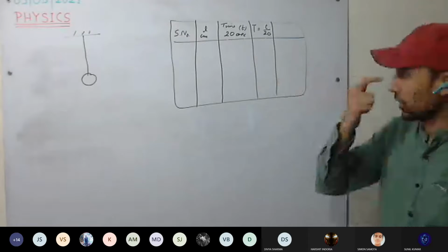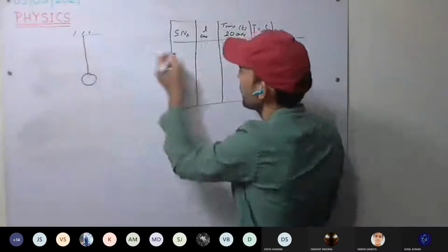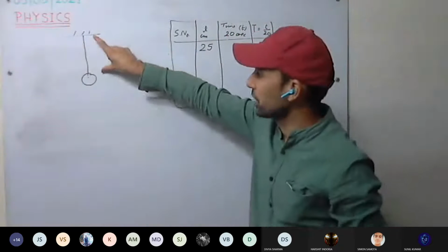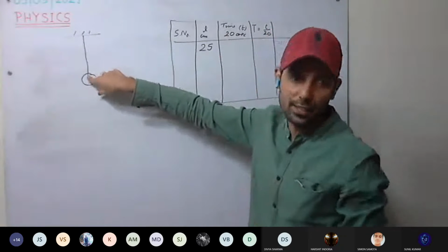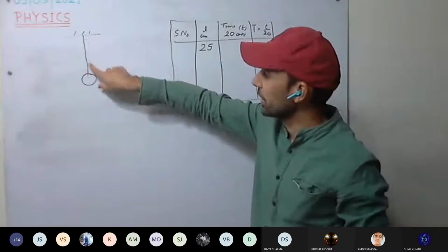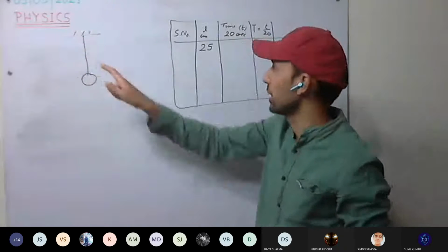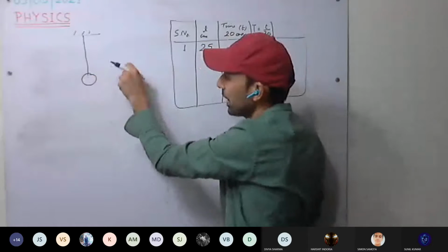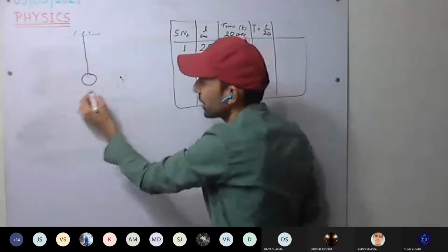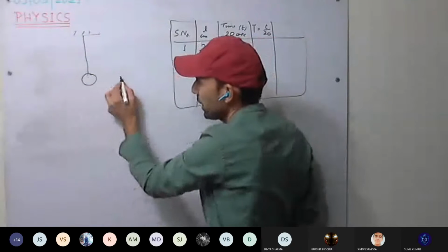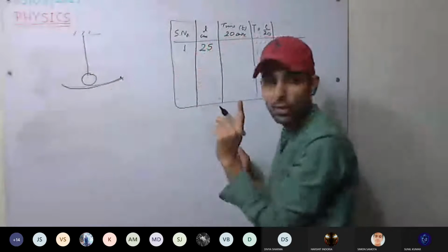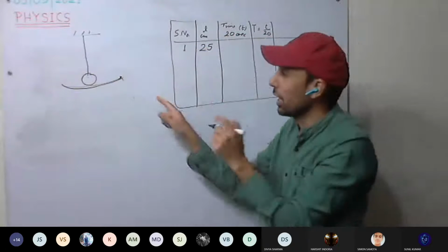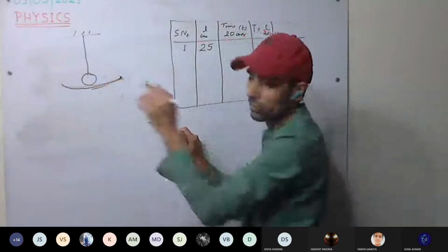So initially we have taken a string of length 25 centimeter. This radius we are neglecting for the time being. So effective length we are taking as 25 centimeter, that is the length of the string only. What we did, we took it to the side and left it. Now when it completed 20 oscillations, from here move there, come there, one oscillation. As we left it here, we started our stopwatch and measured the time taken to complete 20 oscillations.